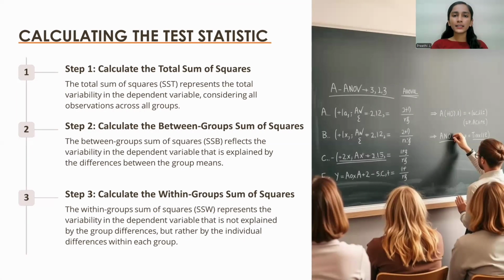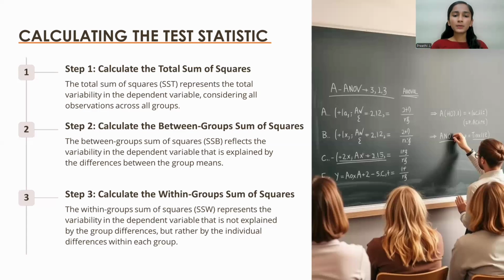Calculating the test statistic. This includes three steps. Step 1. Calculate the total sum of squares. The total sum of squares represents the total variability in the dependent variable, considering all observations across all groups. Step 2. Calculate the between group sum of squares. The between groups sum of squares reflects the variability in the dependent variable that is explained by the differences between the group means.